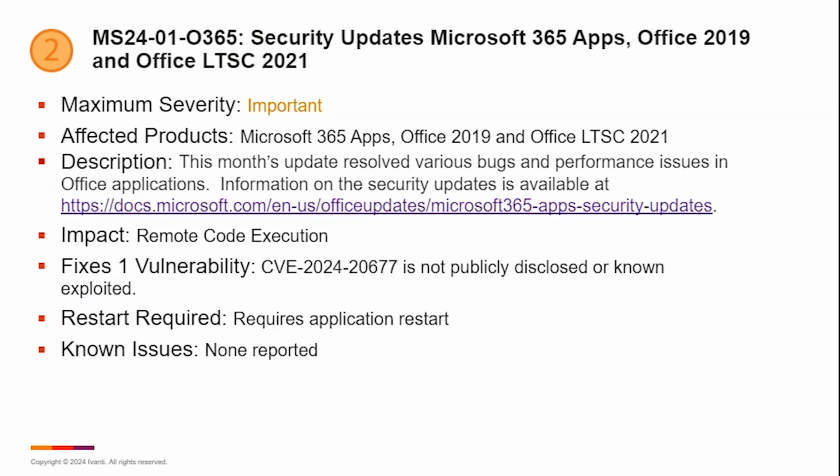We did see updates for the click-to-run apps this month. We did not see updates for the 2013 or 2016 installable versions that are not click-to-run. But we did see one vulnerability addressed here. It was 20677, just a single remote code execution vulnerability this month, again rated important, but that update is out there.